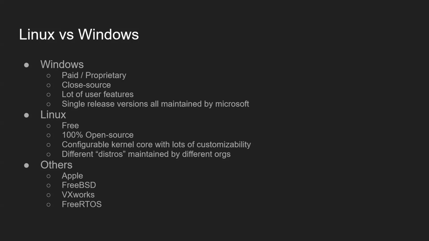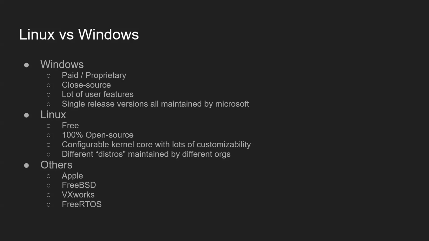Now VxWorks and FreeRTOS, these are what are called real-time operating systems. These are much less complex versions of operating systems, but they're designed and chopped up in a way to be very strong with timing constraints. They don't have nearly as many features as the other ones, and they aren't nearly as dynamic. They require a lot more thought when you're designing, but they will have precise reliability.